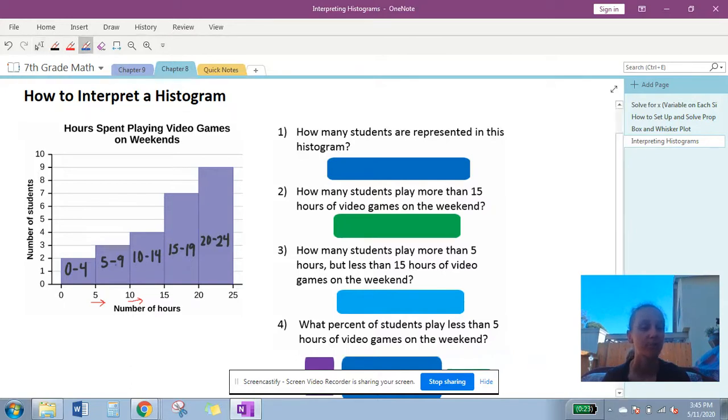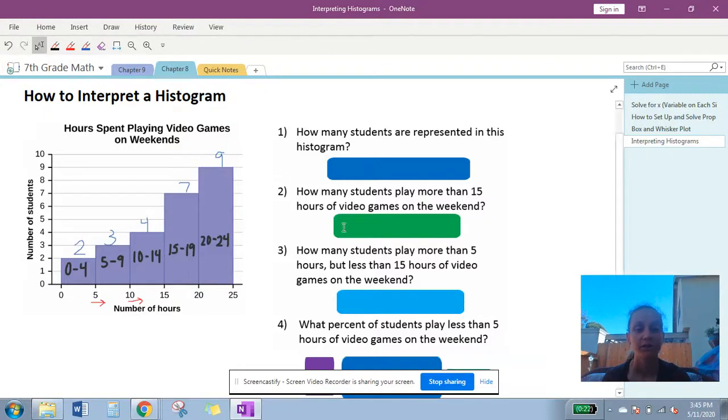So if I look here, I can see that 2 students played 0 to 4 hours, because it's the height of 2. We have 3 students that played 5 to 9 hours. We have 4 students that played 10 to 14 hours. Here we have 7 students that played 15 to 19 hours. And then we have 9 students that played 20 to 24 hours on the weekends. And then anyone that played more than that wasn't included on this graph.